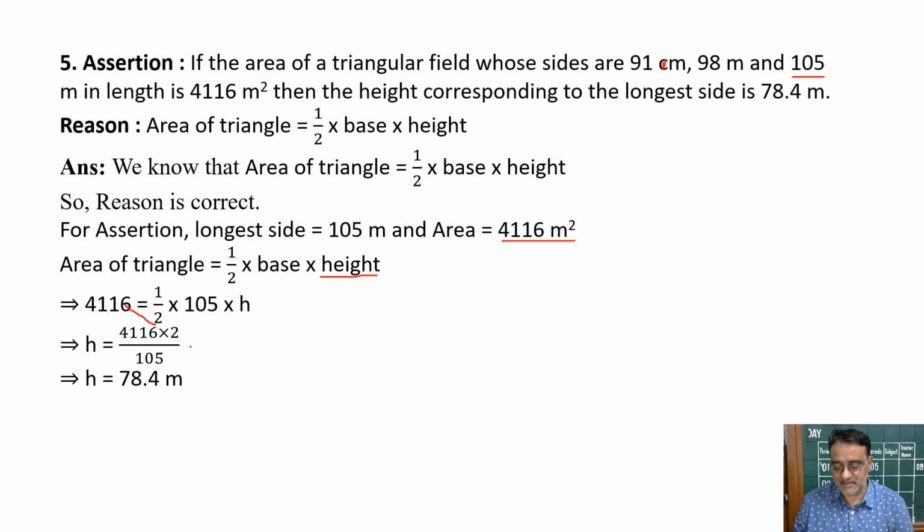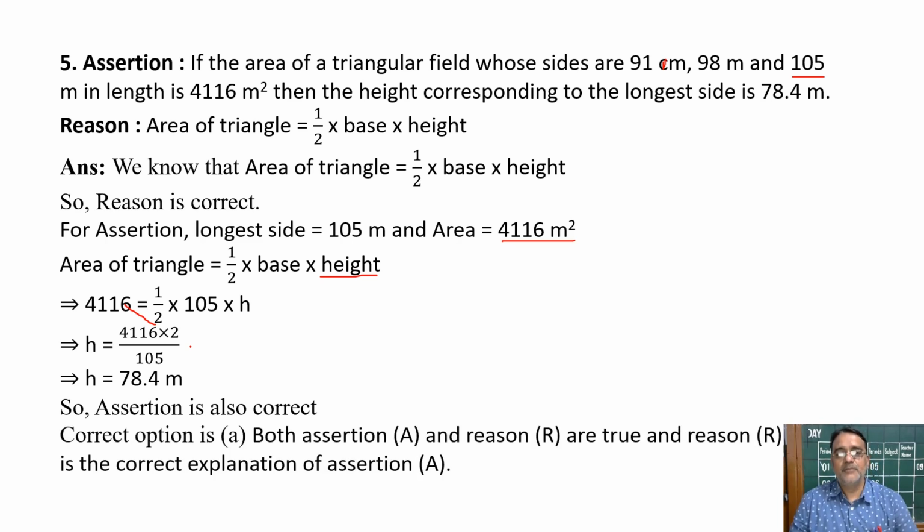It is given in the assertion. So assertion is also correct. Now which option is the correct one for this question? Option A. Very good. Both assertion and reason are true, and reason is the correct explanation of assertion. Right? So now we are moving toward question number 6.